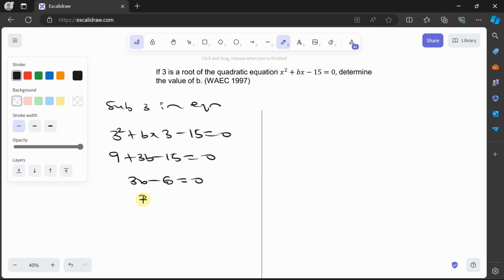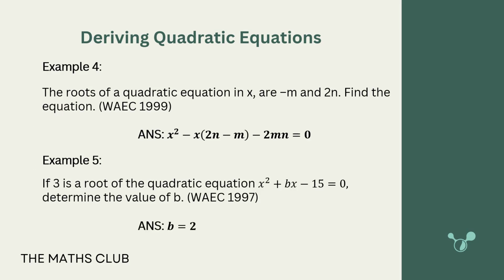Collecting like terms, that will be 3b is equal to 0 plus 6. 3b is equal to 6. And if I divide both sides by 3, my b is equal to 2. Simple and short. So once you know that something is a root, you know that by the time you substitute, it will give you 0. Let's see if our answer is correct. Great. So our b is 2.